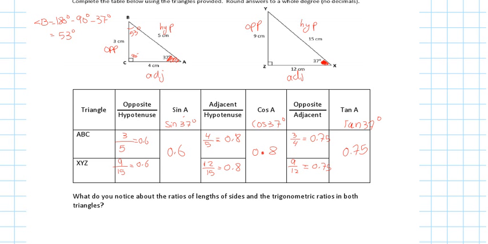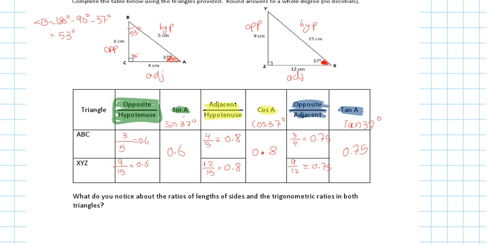But what's most important is that it's the same answer as sine A. The opposite over the hypotenuse turned out to be the same as when I did sine of angle A. And cosine of angle A turned out to be the same as the adjacent over the hypotenuse. And tan of angle A turned out to be the same as the opposite over the adjacent.